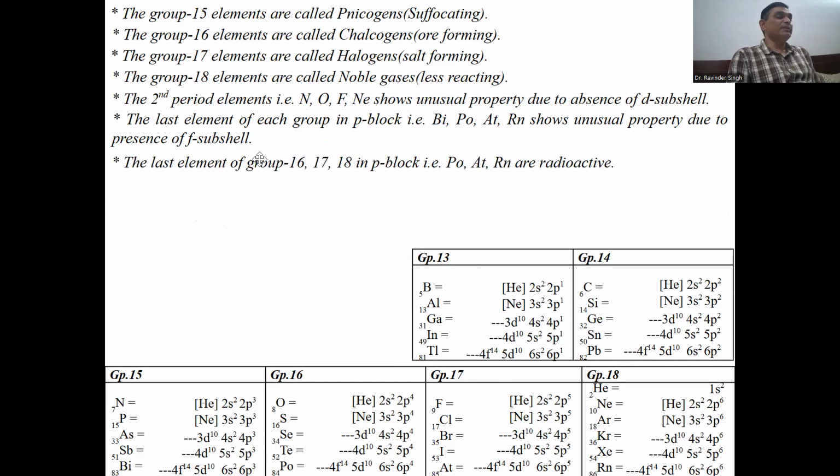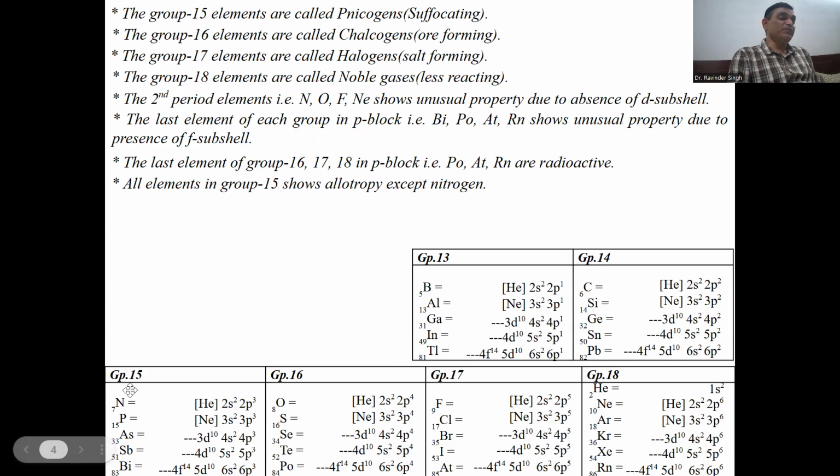The last elements in group number 16, 17, and 18, that is polonium, astatine, and radon, are radioactive elements. All elements in group number 15 show allotropy except nitrogen. In group number 15, nitrogen does not show the property of allotropy. We will discuss later on what allotropy is.